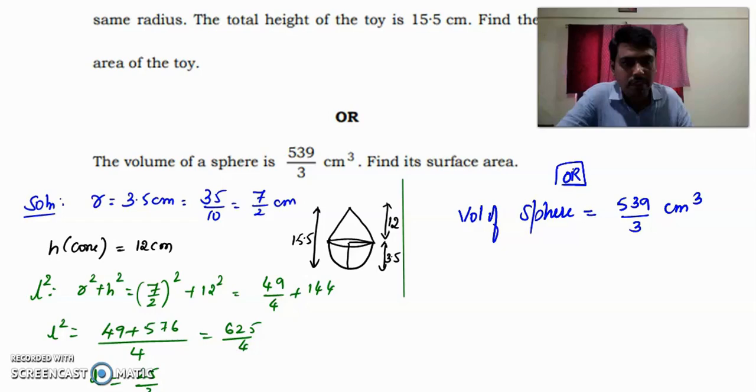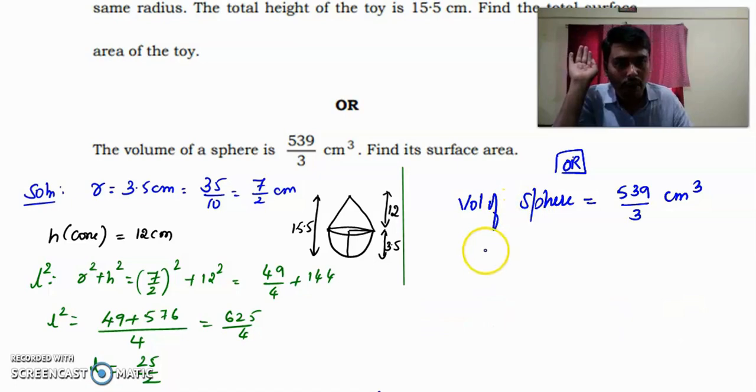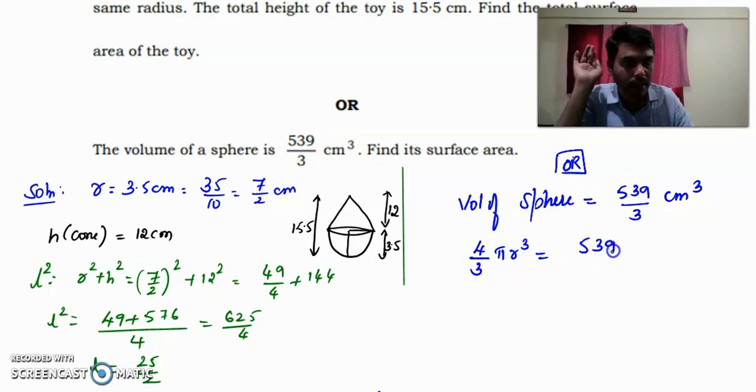To find out the surface area, what is the surface area of sphere? That is 4 pi r square. I need to find out the radius. To find the radius, they have given the volume. So what is the volume of sphere? We all know that is 4 by 3 pi r cube. So that is given as 539 divided by 3. 3 gets cancelled. 4 into 22 by 7 into r cube is equal to 539.